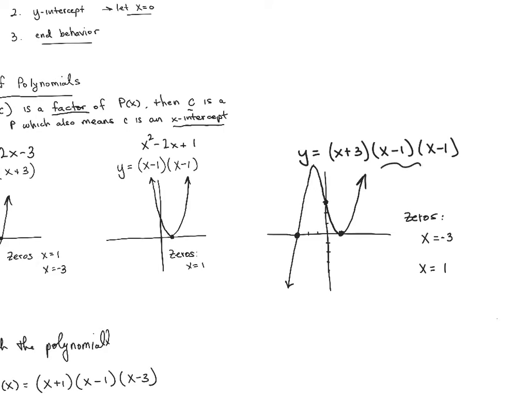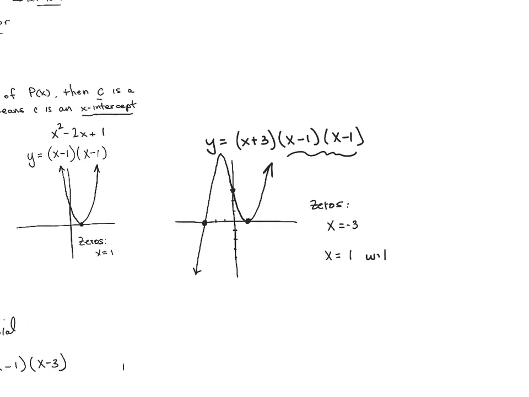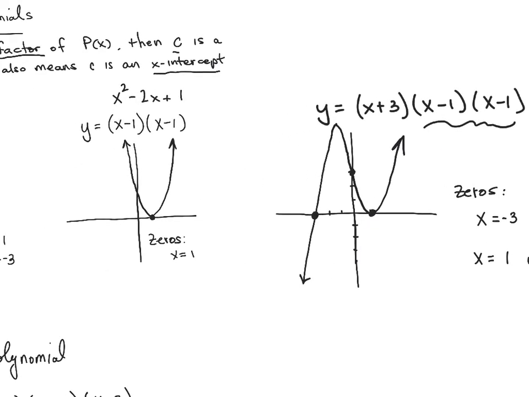What I mean by that is, for example, this right here. There are two factors that produced the same zero of x equals 1. And so what you would actually write is this zero is x equals 1 with multiplicity of 2. And same thing over here. Since this zero came from two identical factors, we would say that the zero is x equals 1 with multiplicity of 2.